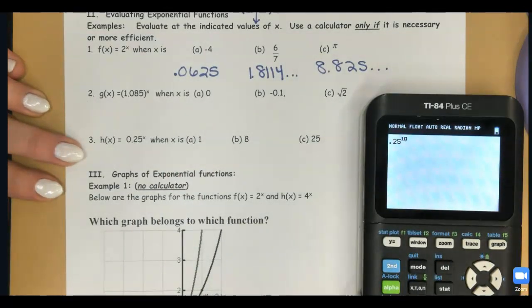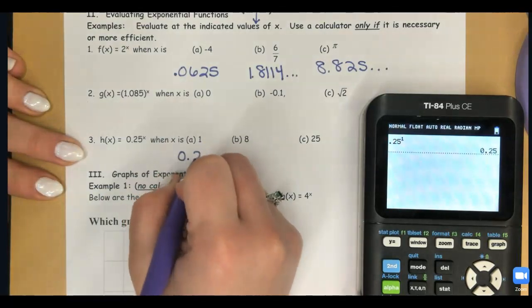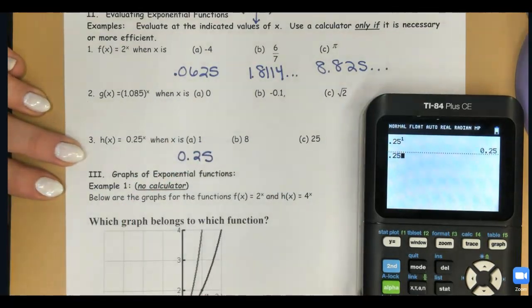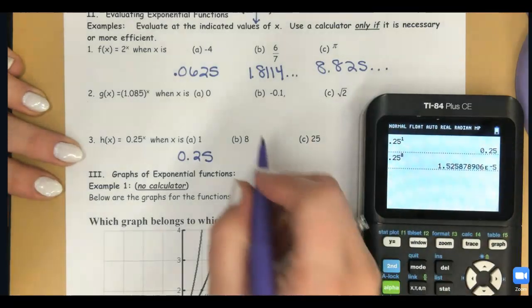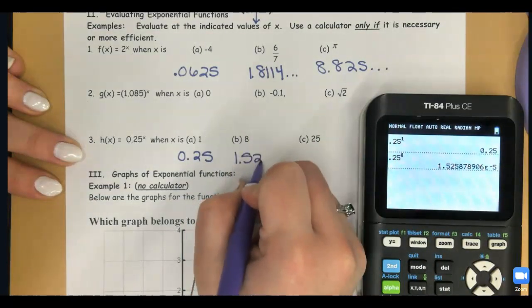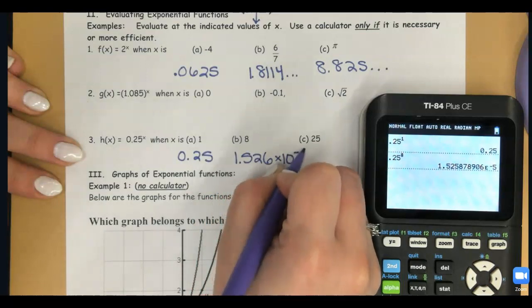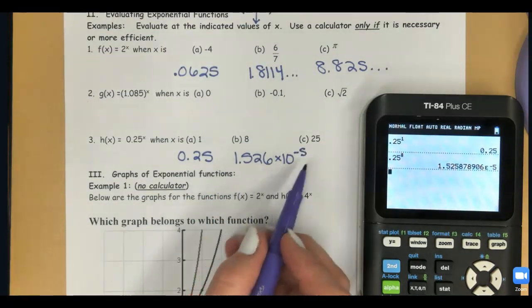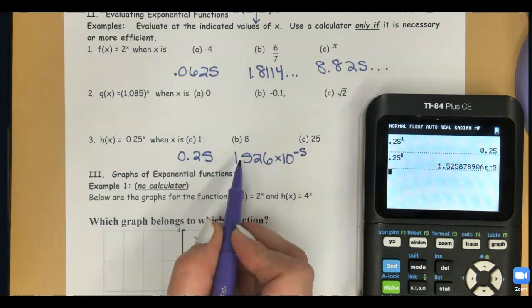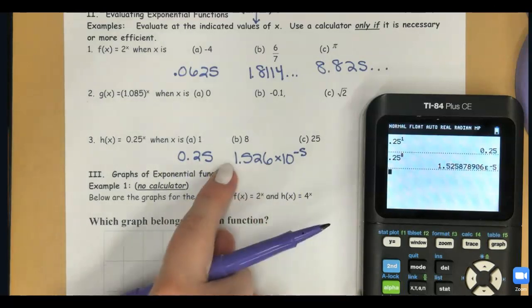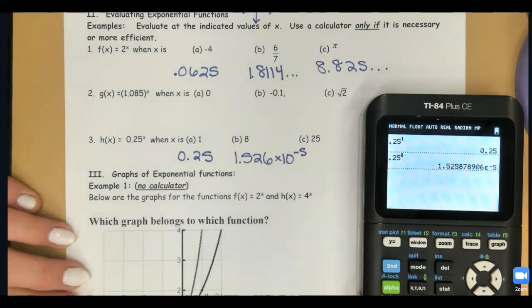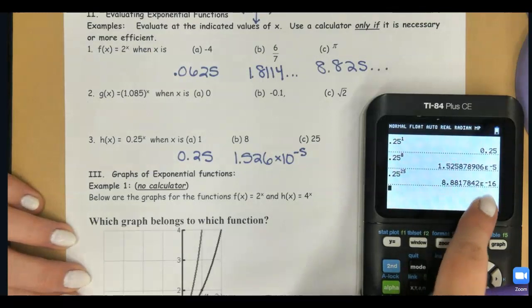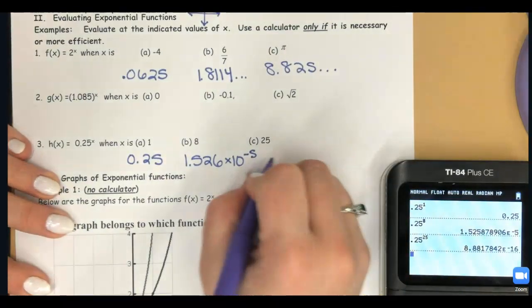0.25 to the first power, that is 0.25. 0.25 to the 8th. Now this is scientific notation. Remember that e means times 10 to the negative 5 power. So that means this is a small number. When that's negative, that means you're moving your decimal to the left. So there would be 5 zeros here. So this is a tiny number. Now let's do 0.25 to the 25th. And look, this one's even smaller because I've got 10 to the negative 16.